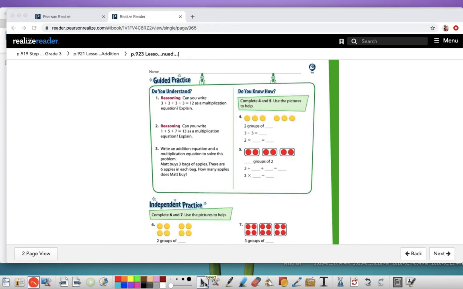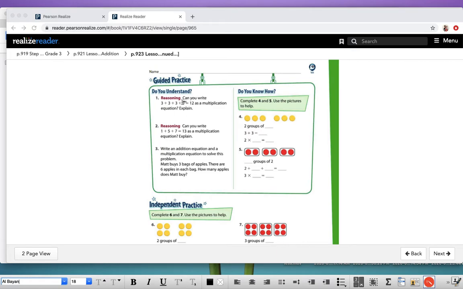Now here is what it says. It says number 1, reasoning. Can you write 3 plus 3 plus 3 plus 3 equals 12 as a multiplication equation? Explain. Okay, so can we do it? Well, look at it. Can we do that? Yes, yes we can. So let's write it. I'm going to write it right here.